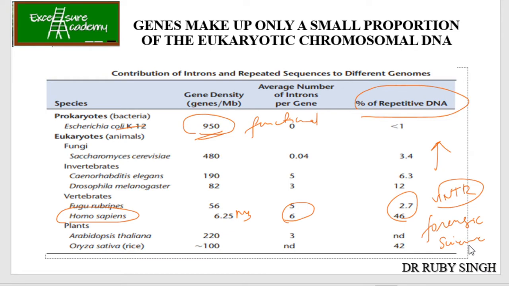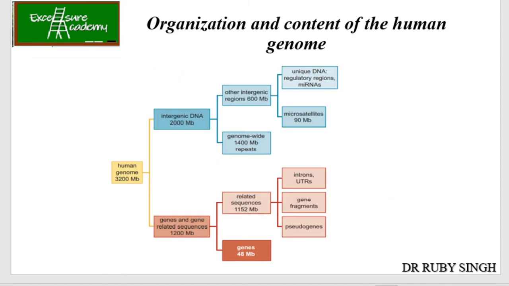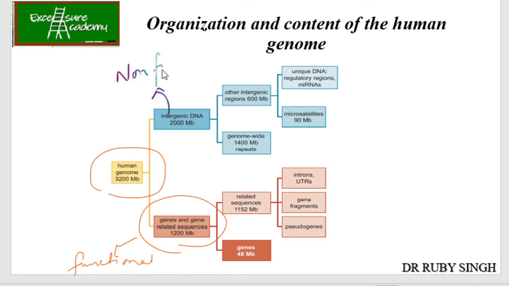Okay. Now the content of the human genome. So already we talked about the introns. So we know that the human genome is around 3200 MB. Now out of which you have got the genes and the gene related sequences. So this means this is the functional part of your genome. Whereas intergenic means this is the non-functional part, which mostly comes under junk DNA. Okay? So usually people call this junk DNA.